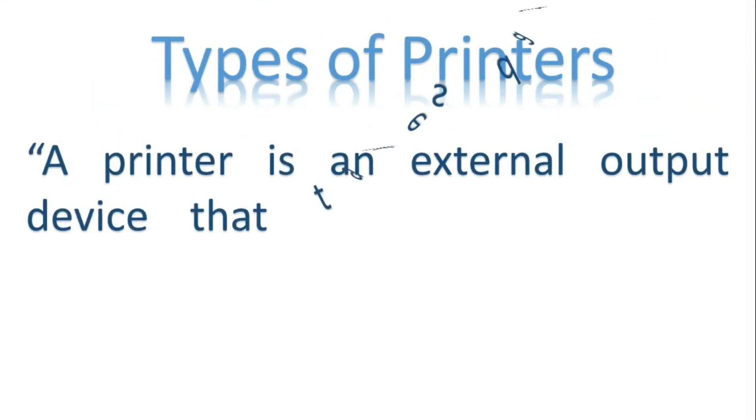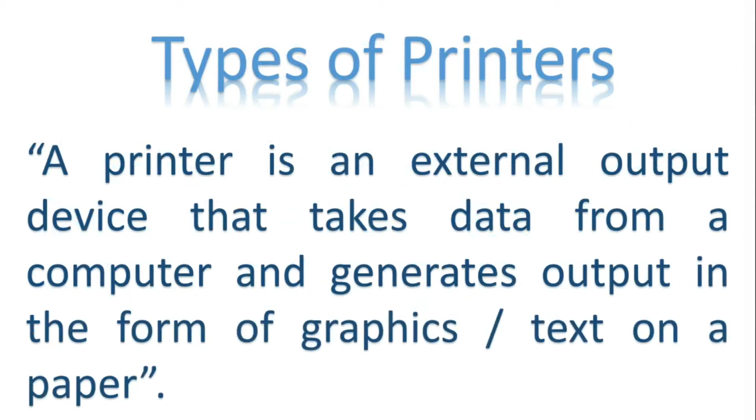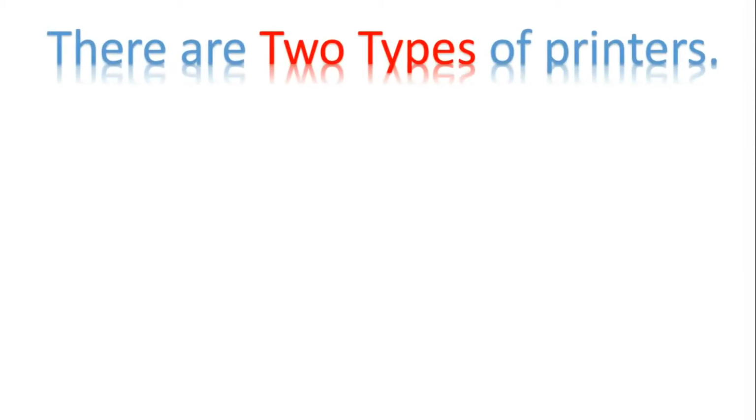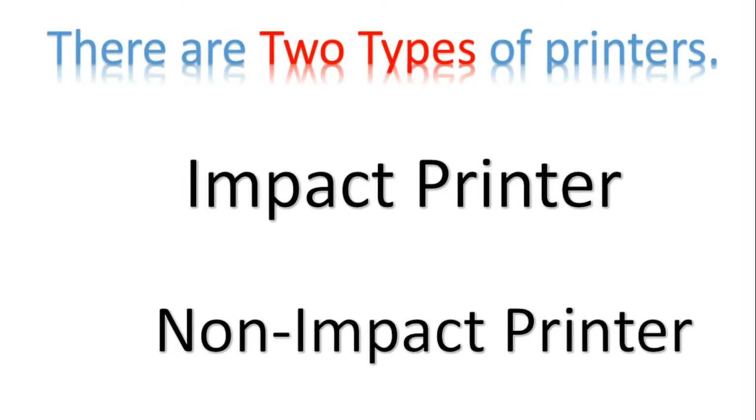Types of printers. A printer is an external output device that takes data from a computer and generates output in the form of graphics or text on paper. There are two types of printers: impact printer and non-impact printer.